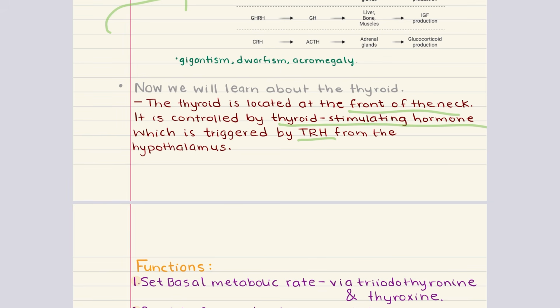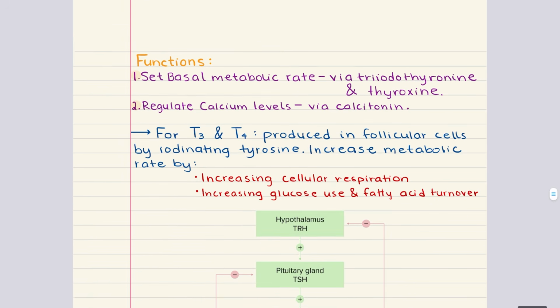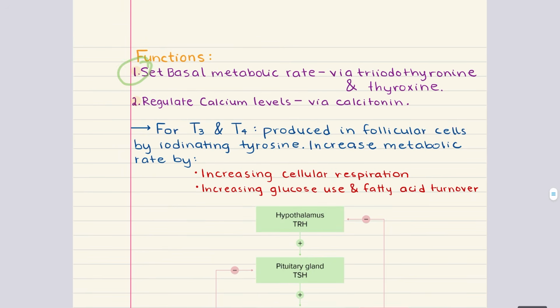The thyroid gland has 2 major functions. The first is to help set the basal metabolic rate, and this is primarily through the hormones T3 and T4. It also helps regulate blood calcium levels through a different hormone called calcitonin. Let's start with discussing T3 and T4 first.